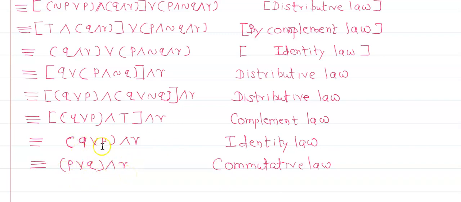Q or P means what? P or Q. Bracket complete and R. And in this way, we have completed the exercise 1.5.